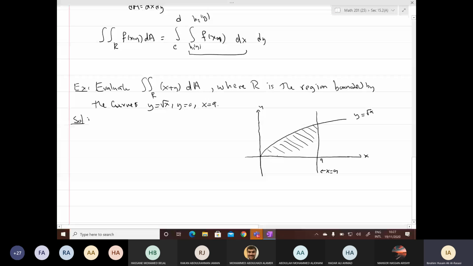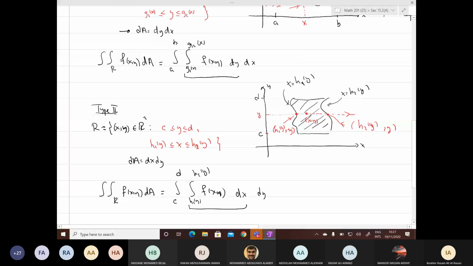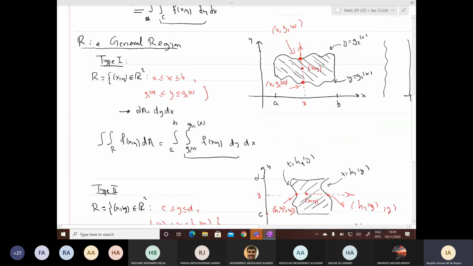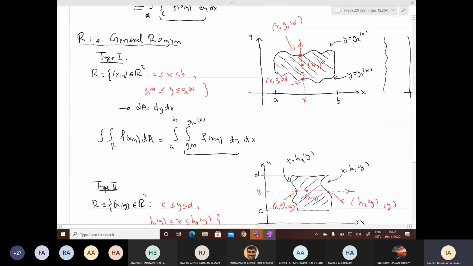Clearly the region is not a rectangular region, so the first option is out. It is either a region of type 1 or a region of type 2. Follow me, please. Do you think this is a region of type 1 or a region of type 2? Type 1. Geometrically, what is type 1? It is a region between a lower curve and an upper curve.